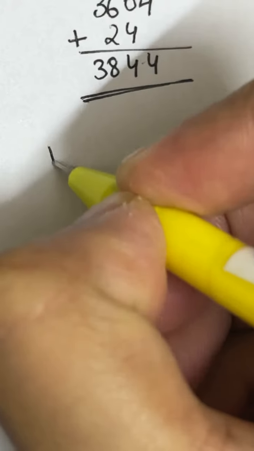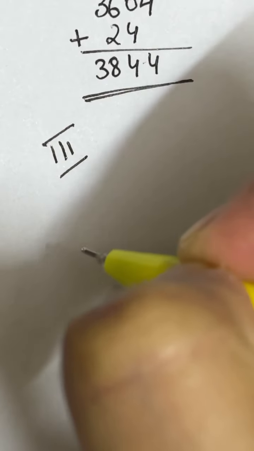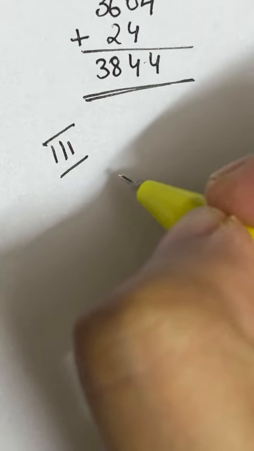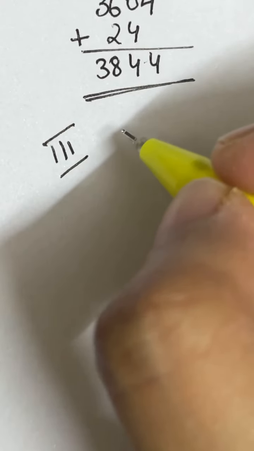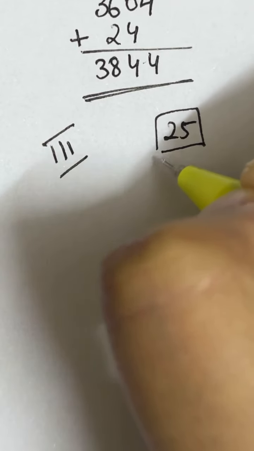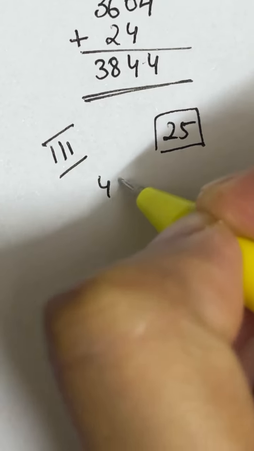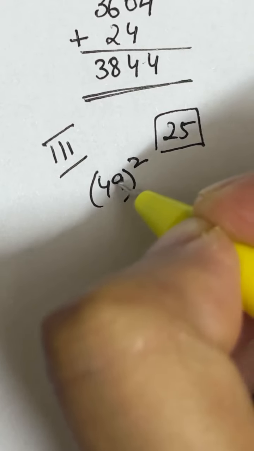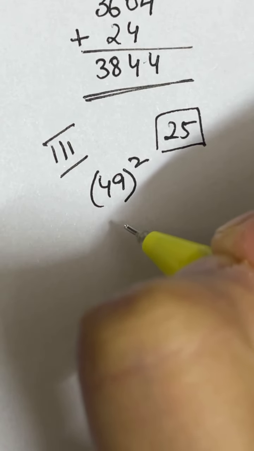Now the third trick was like the numbers which are near to 50. You have to keep 25 in mind. Suppose we are calculating 49 squared. This is a number which is near to 50. So how do you do that?